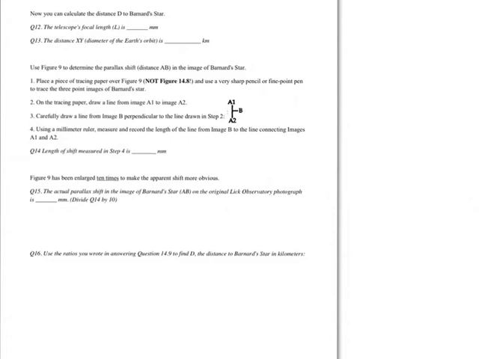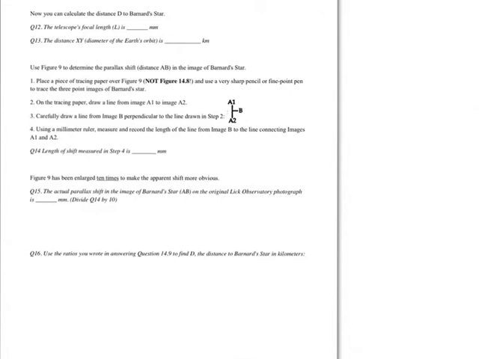So now in Q12, you need to write the telescope's focal length in millimeters. They give it to you, it's 10 meters. So we need to figure out how many millimeters that is. It's just 10 times 1,000 millimeters in a meter, so it's going to be 10,000. We also are given the distance xy, or the diameter of the Earth's orbit, in kilometers. So I just want you to write those two down.